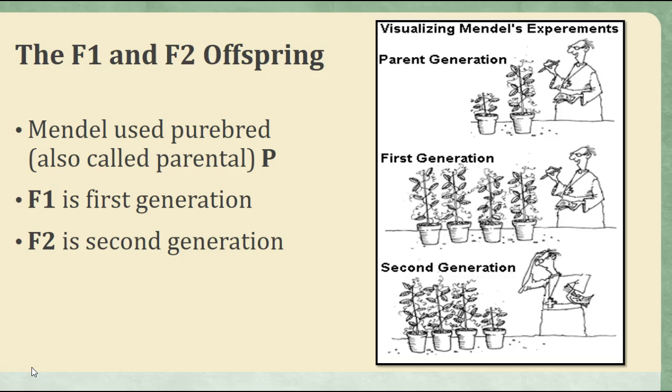And F1 is the first generation. That's from crossing purebred plants. He crossed, you can see in the picture, a purebred tall with a purebred short plant. And their offspring is the first generation. And then he took those plants and crossed them, and their offspring was called the F2 generation. So the first generation is F1, the second generation is F2.